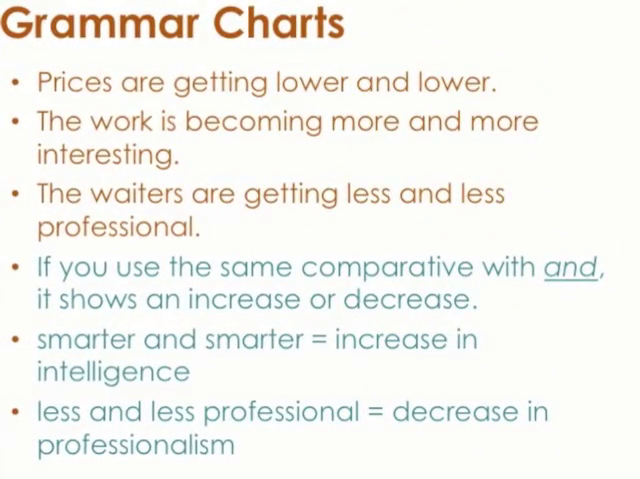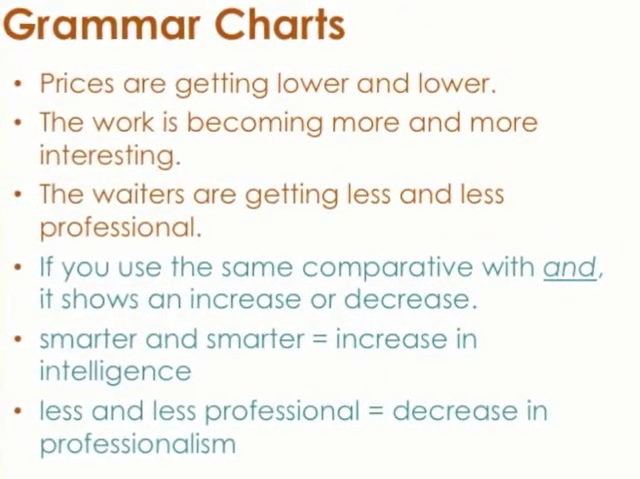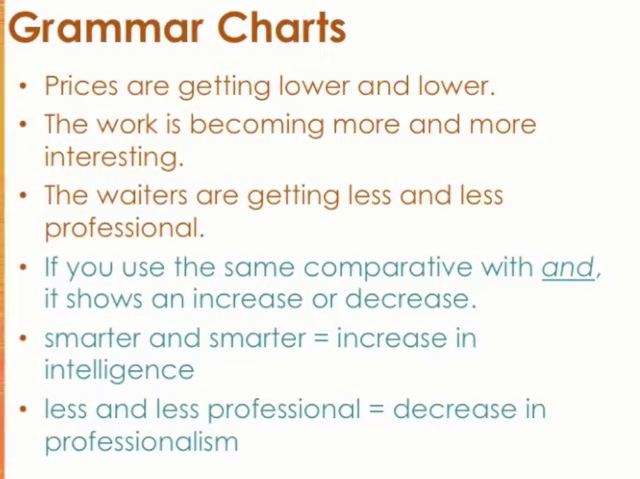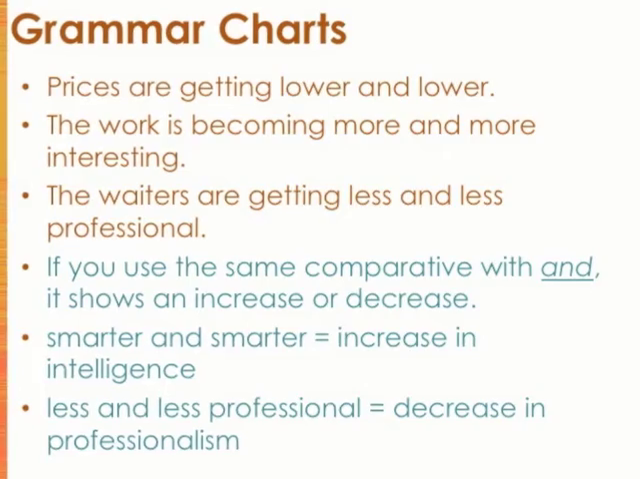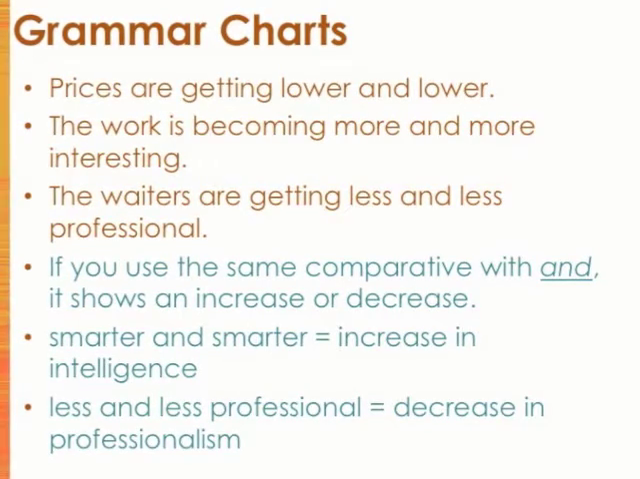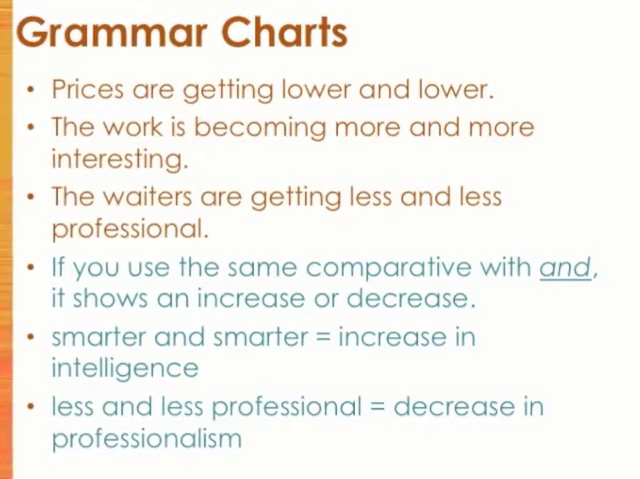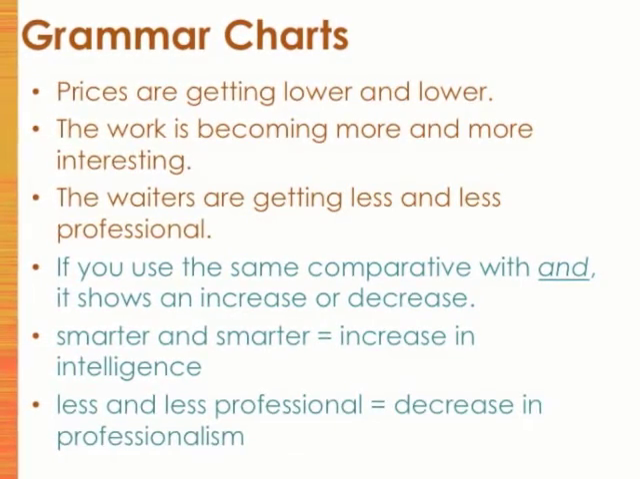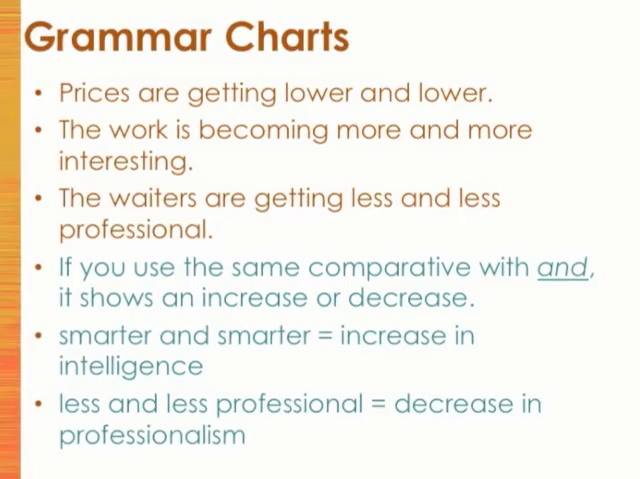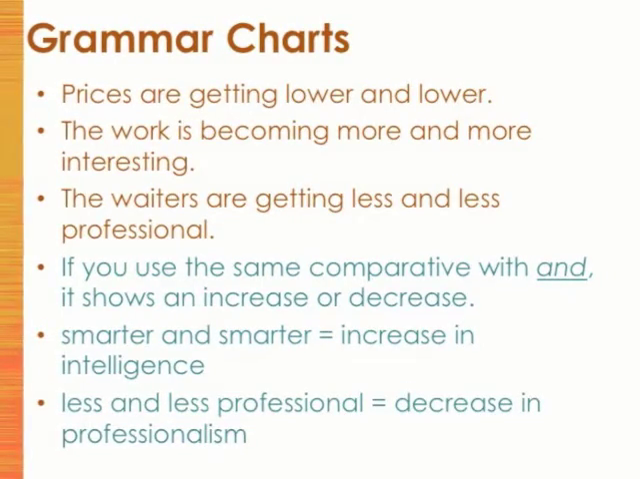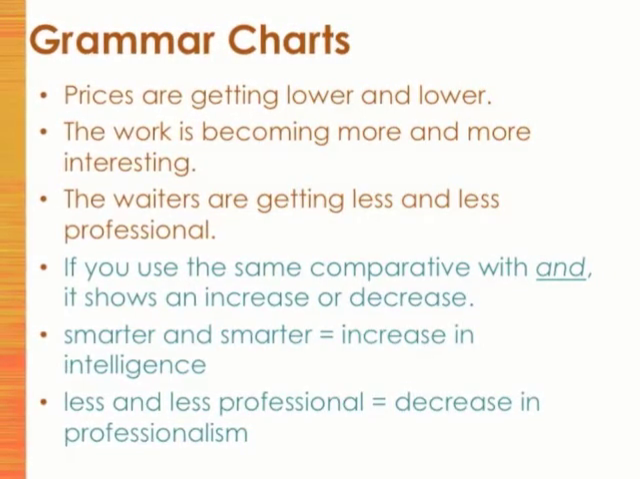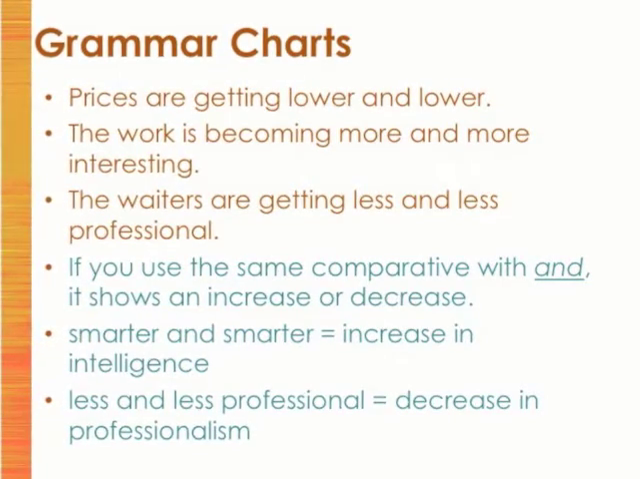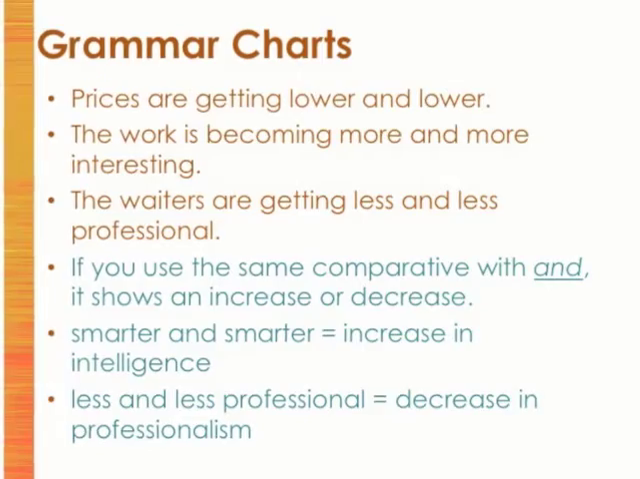Okay, so this is new material. Let's look at the example sentences. Prices are getting lower and lower. Work is becoming more and more interesting. The waiters are getting less and less professional. If you use the same comparative adjective with and, it shows an increase or a decrease. Smarter and smarter is an increase in intelligence. Less and less professional is a decrease in professionalism.